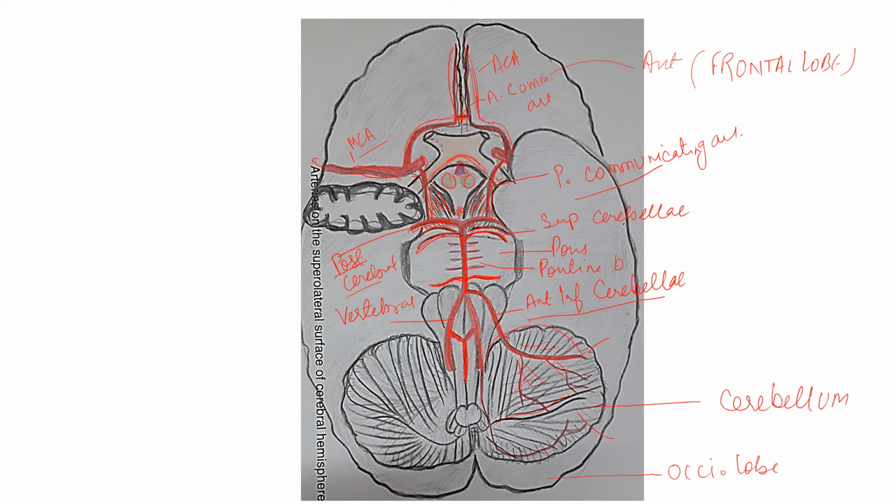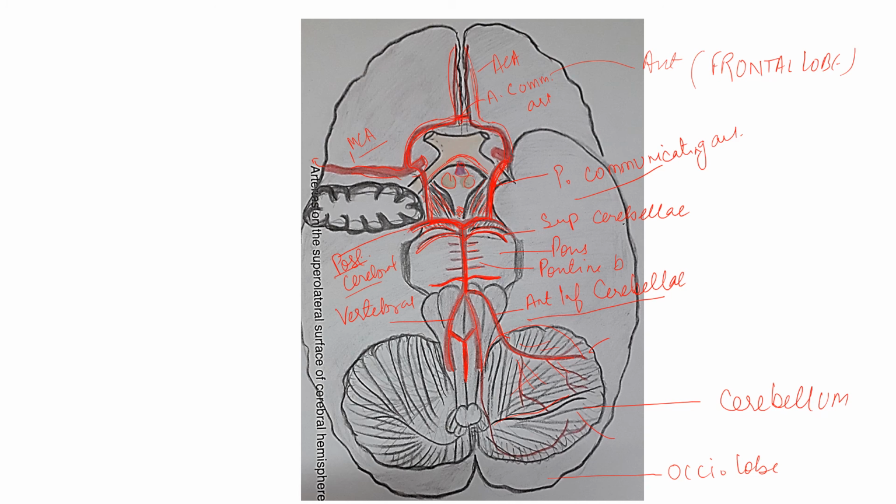So this posterior cerebral artery is connected to the internal carotid artery through this branch that is known as posterior communicating artery. So now you can easily make out this hexagonal or circular vascular network, that is known as circle of Willis. So at the base of the brain, the inferior or ventral surface of the brain, you will find this network, and this is known as the circle of Willis.